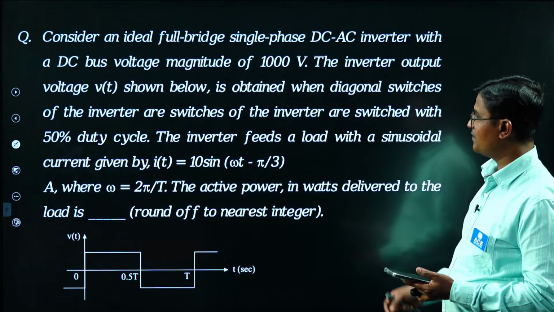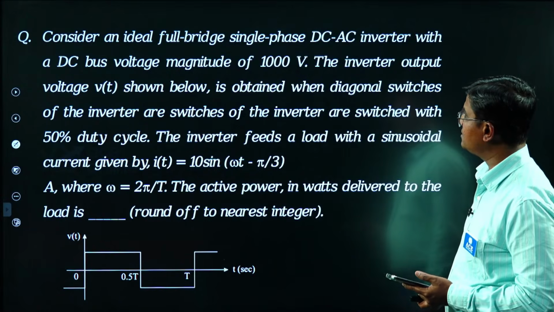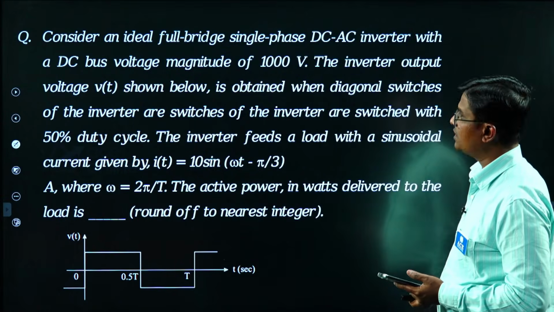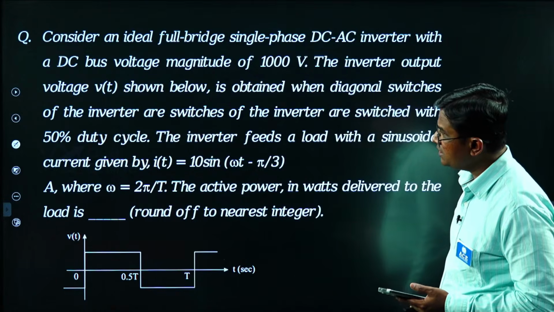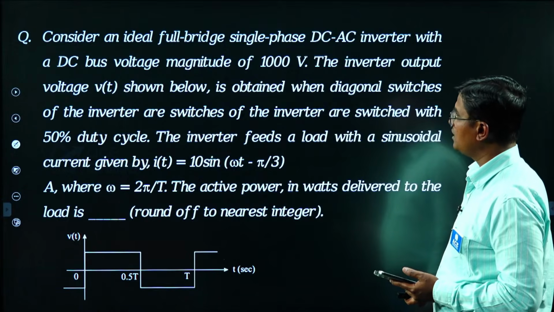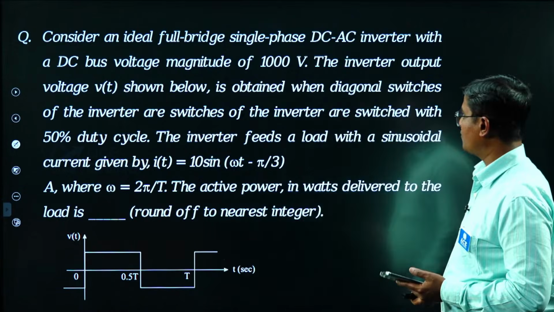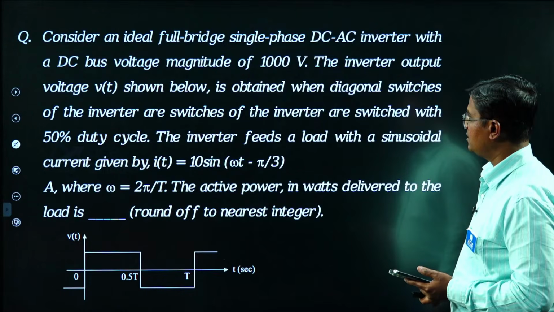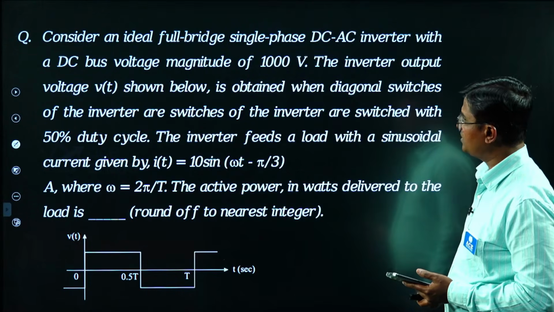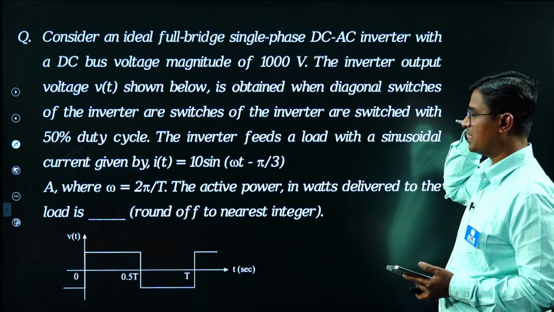Yes, check this question. Consider an ideal full bridge single phase DC to AC inverter with a DC bus voltage magnitude of 1000 volt. The inverter output voltage shown below, that is a square waveform, is obtained when diagonal switches of the inverter are switched with a 50% duty cycle, right?